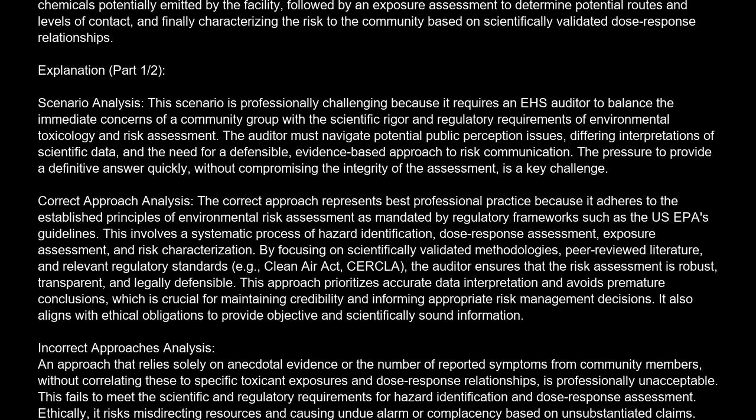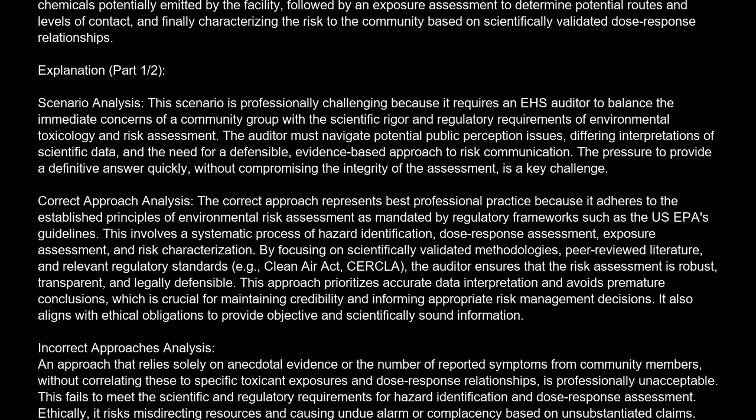Explanation. Scenario analysis. This scenario is professionally challenging because it requires an EHS auditor to balance the immediate concerns of a community group with the scientific rigor and regulatory requirements of environmental toxicology and risk assessment. The auditor must navigate potential public perception issues, differing interpretations of scientific data, and the need for a defensible, evidence-based approach to risk communication. The pressure to provide a definitive answer quickly, without compromising the integrity of the assessment, is a key challenge.